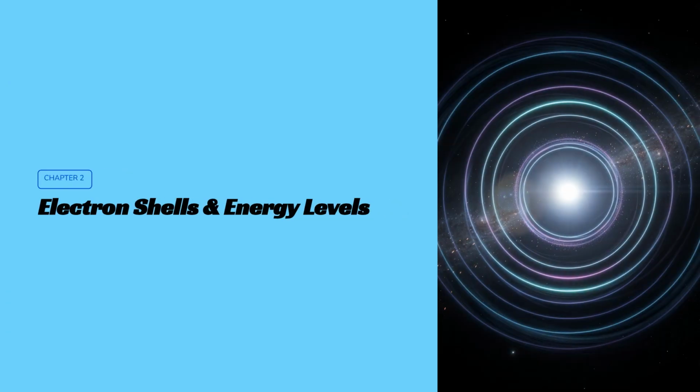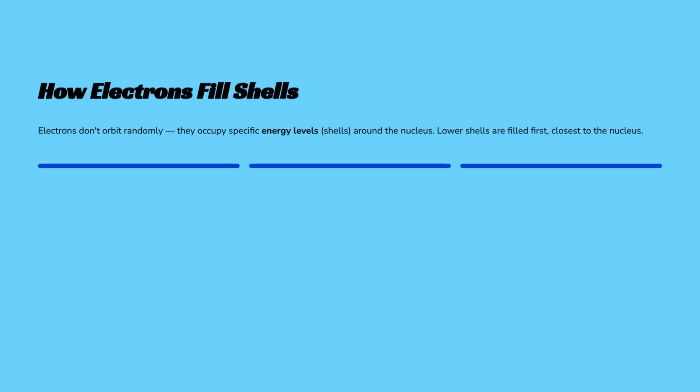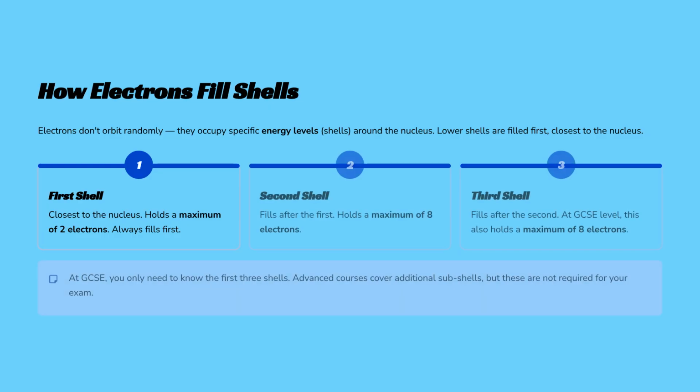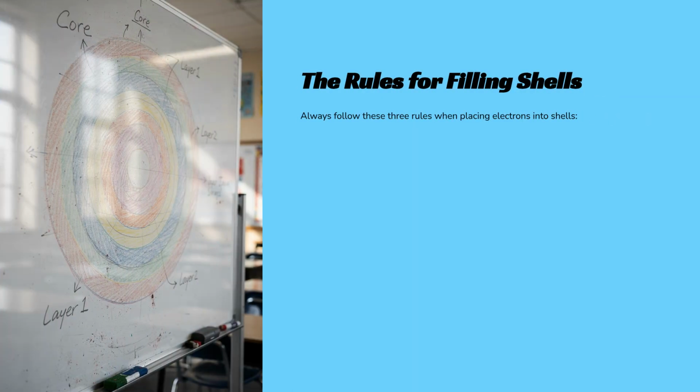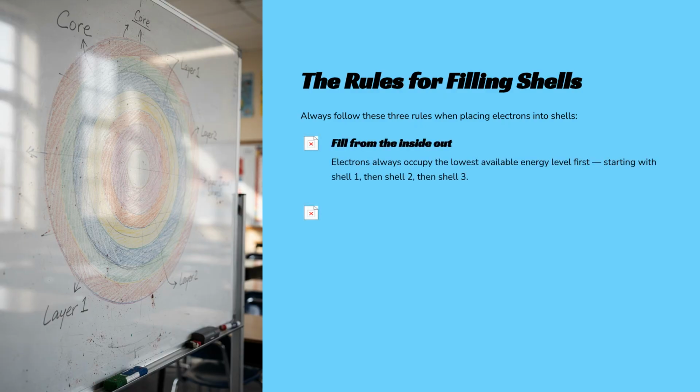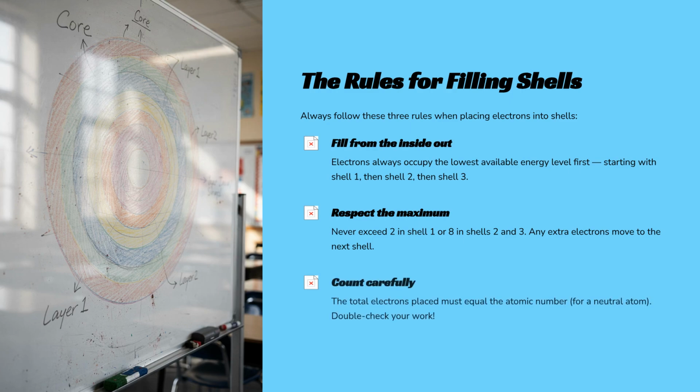Chapter 2 focuses on electron shells and energy levels. Electrons fill shells closest to the nucleus first. The first shell holds a maximum of 2 electrons. The second and third shells each hold a maximum of 8 electrons at the GCSE level. 3 rules for placing electrons: fill from the inside out, respect the maximum capacity of each shell, 2 in shell 1, 8 in shells 2 and 3, and count carefully to match the atomic number.